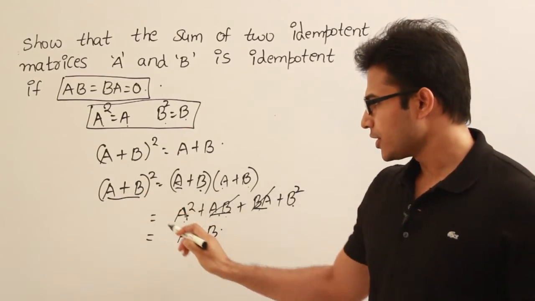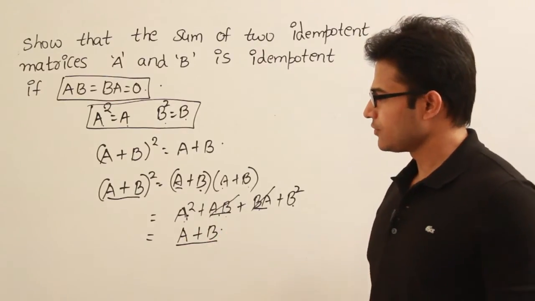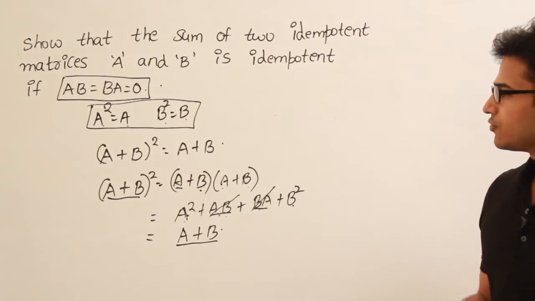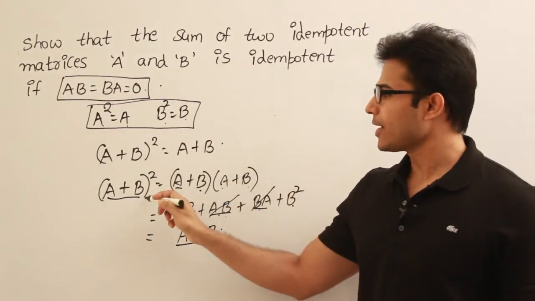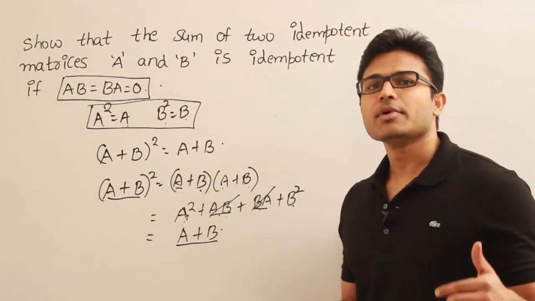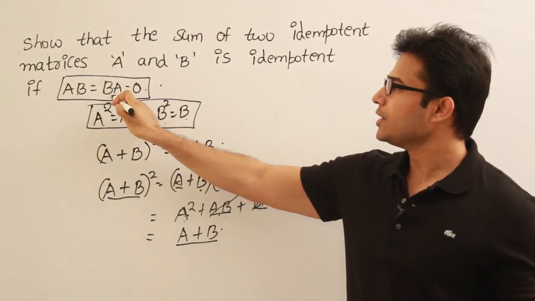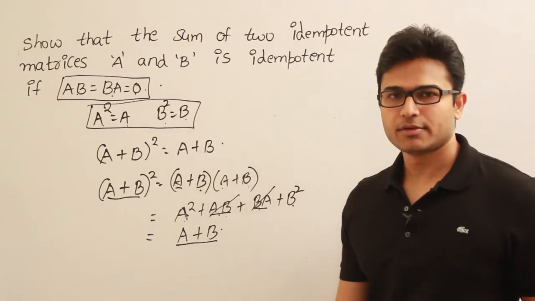So what did we get? A plus B square is equal to A plus B. Then what can we say about the sum of these two idempotent matrices? They are idempotent. Therefore the sum of two idempotent matrices is going to be idempotent, given that AB and BA both are 0. Got it? Okay.